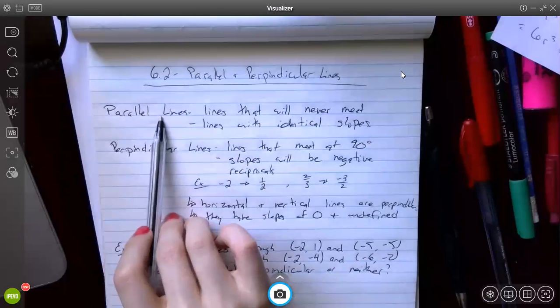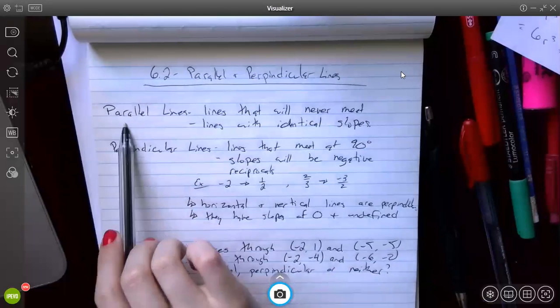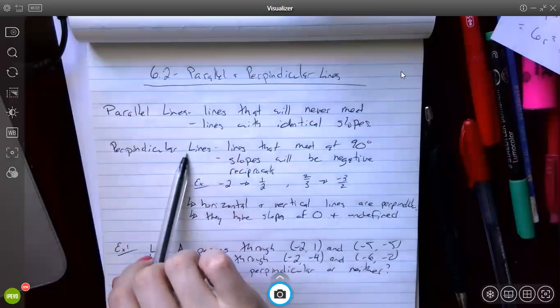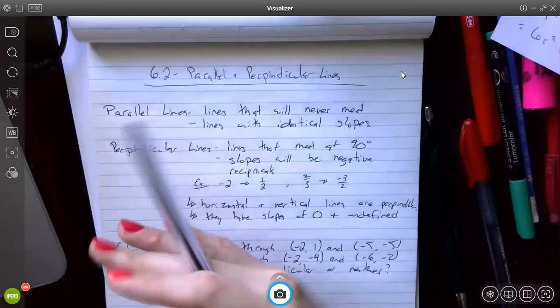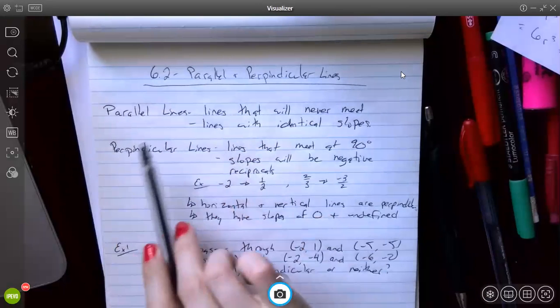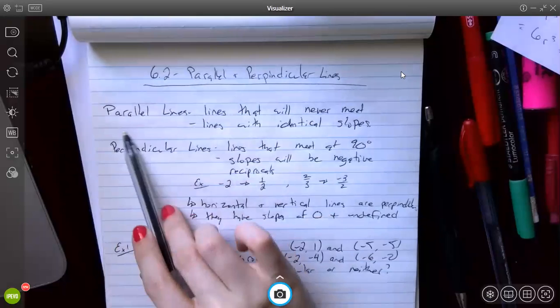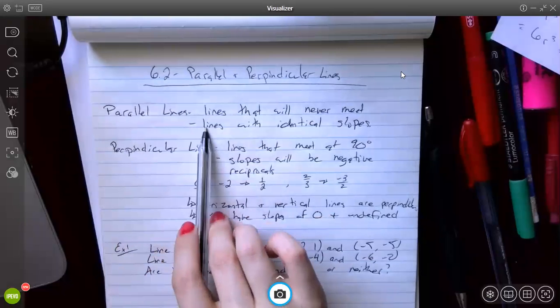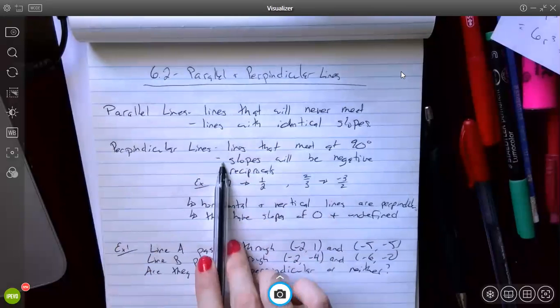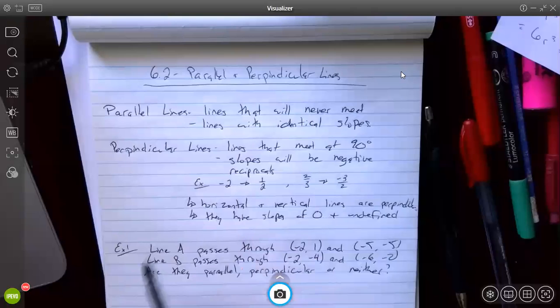Most of you probably know what parallel and perpendicular lines are. Parallel lines are lines that never meet. Perpendicular lines are lines that meet at 90 degrees. However, more importantly, we're talking about their slopes now. So parallel lines are lines that have identical slopes. Perpendicular lines will have slopes that are negative reciprocals of one another.